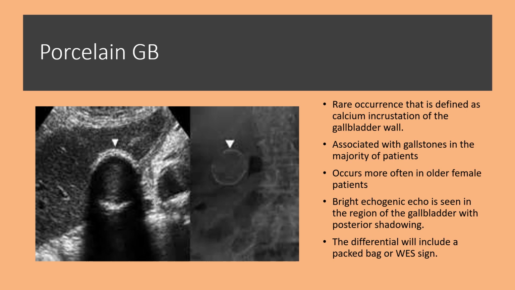And try to take it from several different angles. See if you can see any calcified wall at the back as well as at the front, because that may be the telling sign for whether it is a packed bag or a porcelain gallbladder. Now it's important to know this because porcelain gallbladder is an indicator, or sometimes a precursor, for gallbladder cancer. So if we see porcelain gallbladder, these patients are at a high risk for gallbladder cancer. So we want to bring this to the attention of the radiologist or the ordering physician.